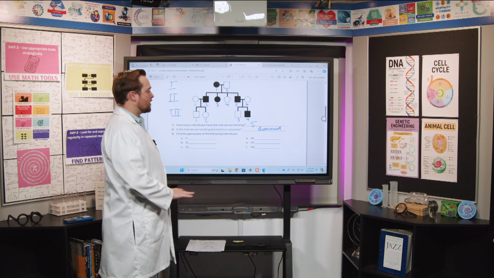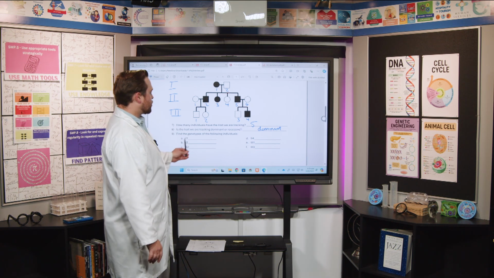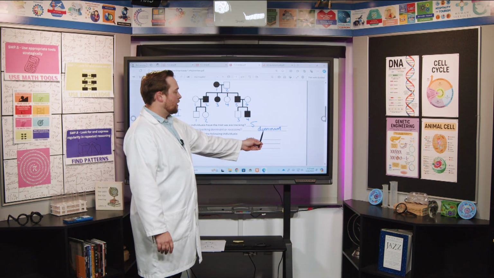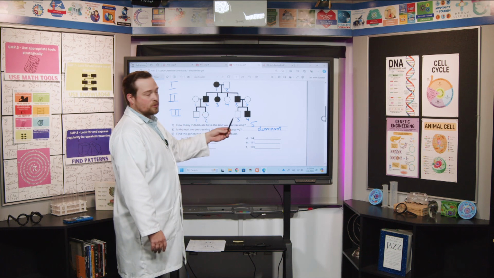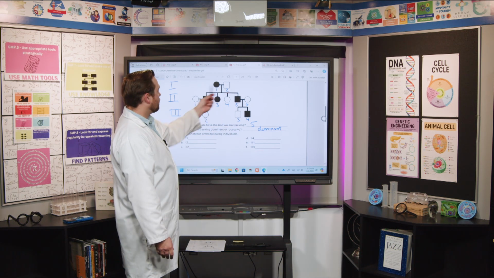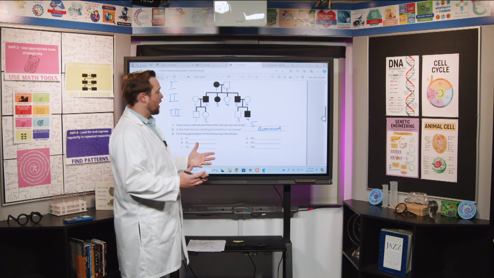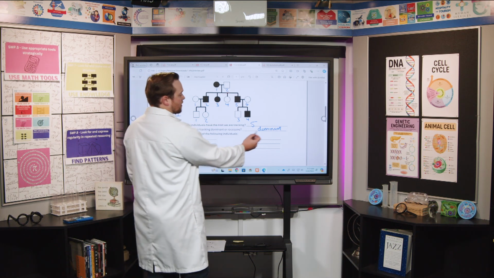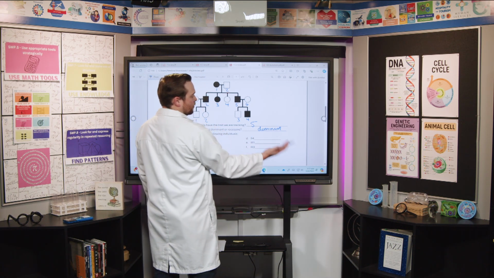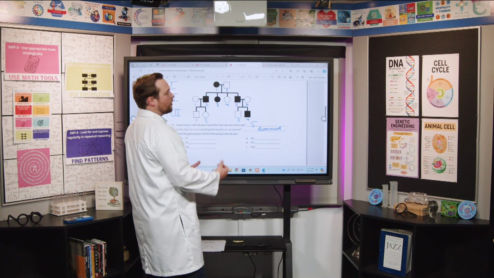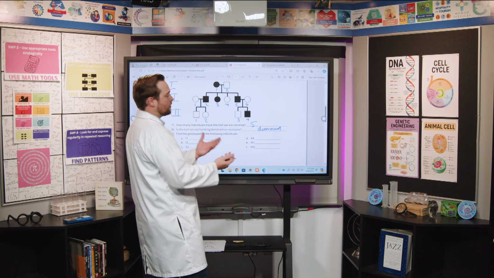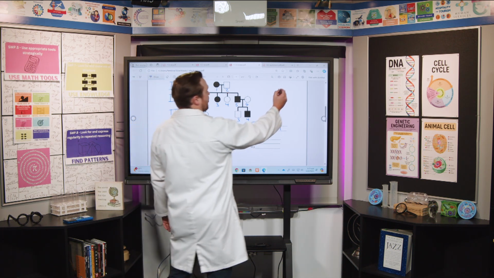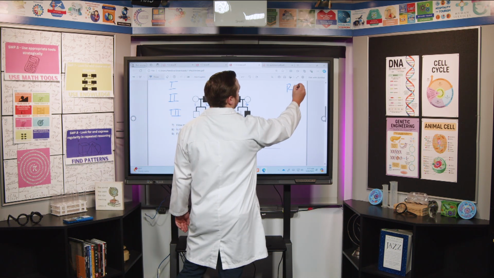Okay, so this one is interesting. The trait that we are tracking is dominant. So that means that the shaded individuals are showing that trait. All the non-shaded ones are not showing the trait. Well, think back to it. If this is a dominant trait that we're tracking, there's really only one combination of alleles that would not show it.